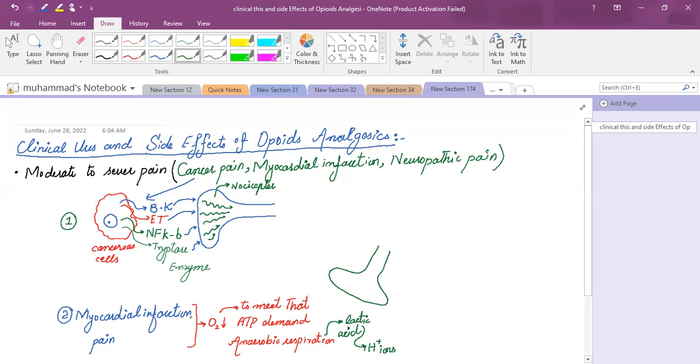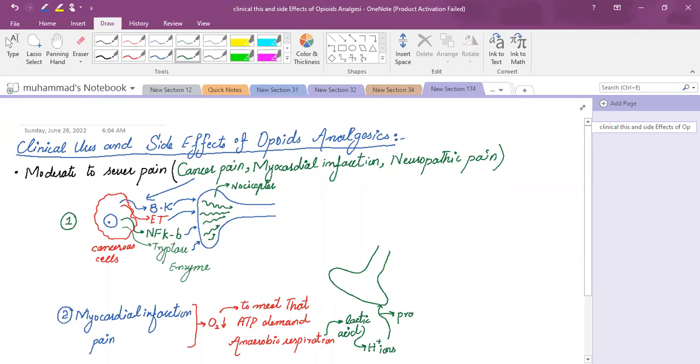Listen again. In myocardial infarction, the oxygen supply becomes compromised. When the oxygen supply is compromised, ATP production becomes lower. So to overcome the ATP demand, our cells start anaerobic respiration. As a result, lactic acid is generated, and lactic acid produces hydrogen ions, and these hydrogen ions then activate the proton receptor on the neuron. Those are ligand gated ion channels.